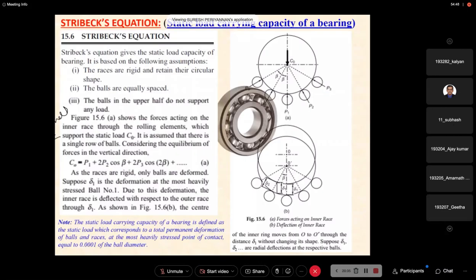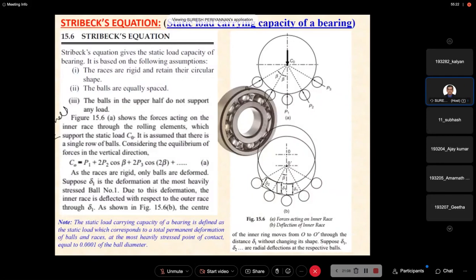Okay. Now I come to this. Now we are going to discuss the static load carrying capacity of the bearing and the dynamic load carrying capacity. When the static load is present in the bearing, a very simple question, no? Static load is defined as the load acting on the bearing when the shaft is stationary.